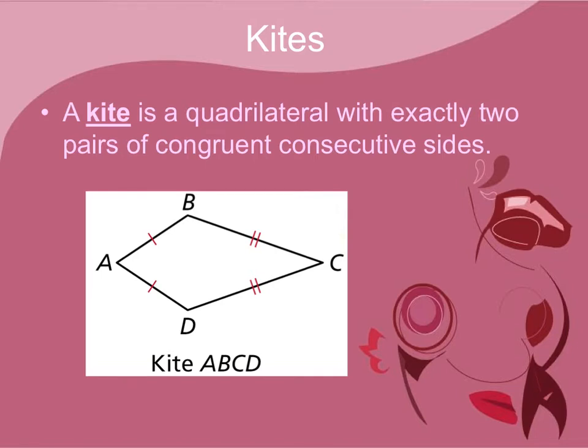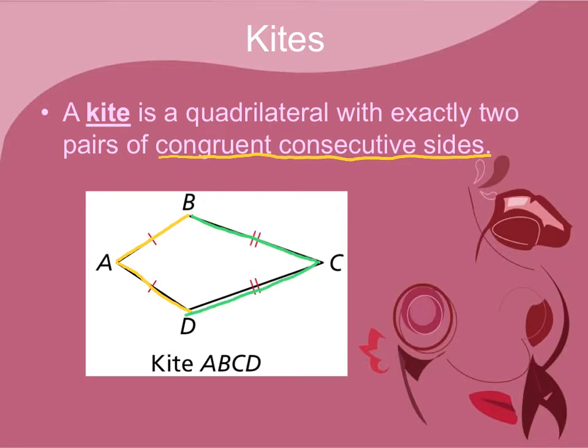A kite is a quadrilateral that has exactly two pairs of, so important that you underline this part, congruent consecutive sides. Meaning the sides that are right next to each other are the ones that are congruent. Like this one and this one are congruent, and this one and this one are congruent as well.